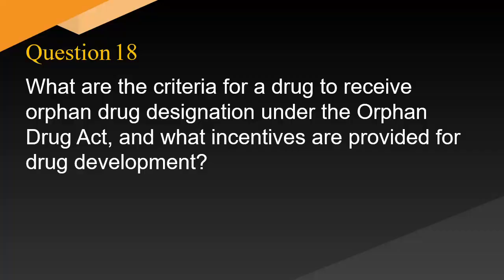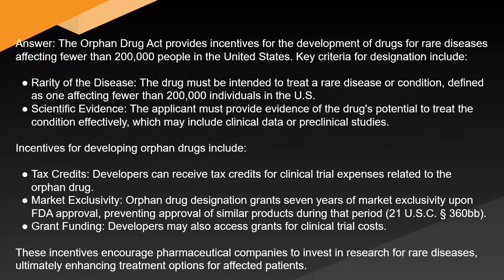What are the criteria for a drug to receive orphan drug designation under the Orphan Drug Act, and what incentives are provided for drug development? Answer: the Orphan Drug Act provides incentives for the development of drugs for rare diseases affecting fewer than 200,000 people in the United States. Key criteria for designation include rarity of the disease. The drug must be intended to treat a rare disease or condition defined as one affecting fewer than 200,000 individuals in the U.S. Scientific evidence. The applicant must provide evidence of the drug's potential to treat the condition effectively, which may include clinical data or preclinical studies.